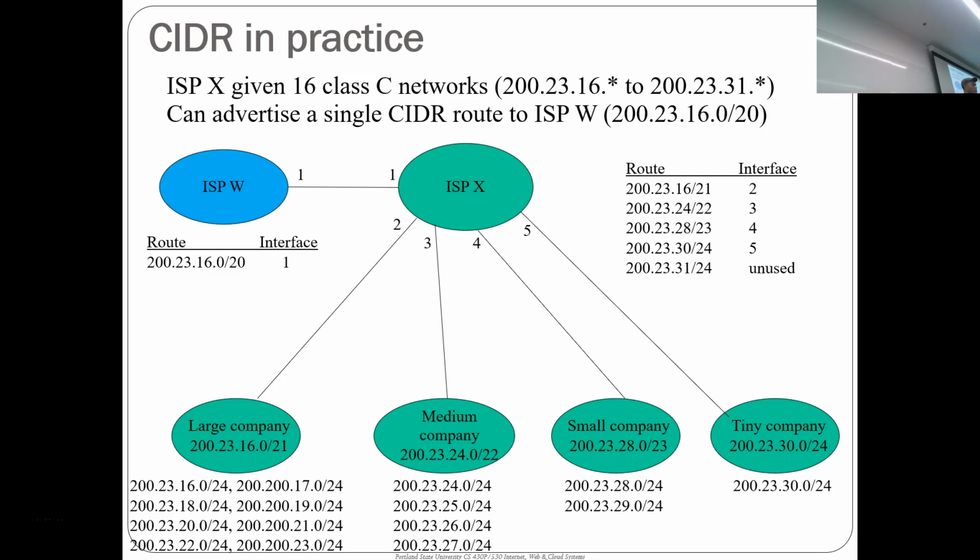Does this make sense? And it still has a 16th that's unused over here, which is not part of the routing table. It would just get sent to the default route. Okay.